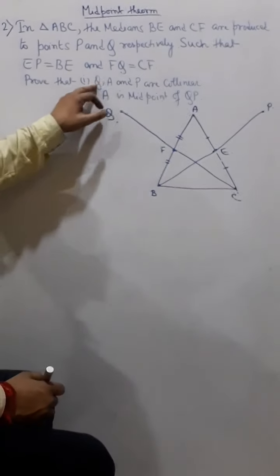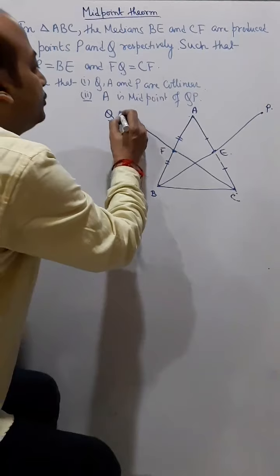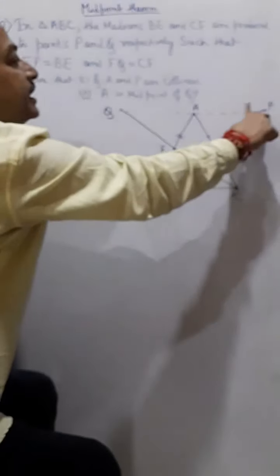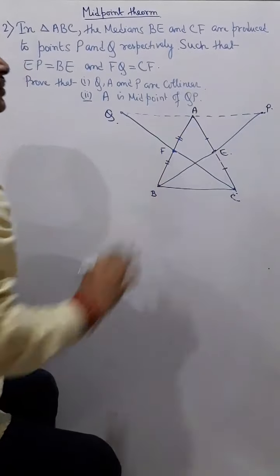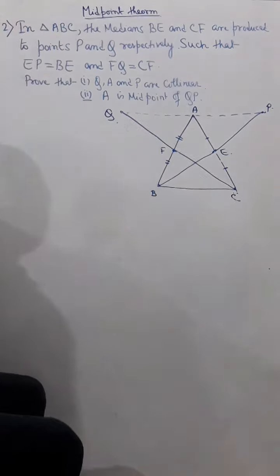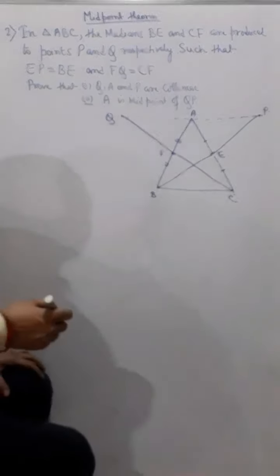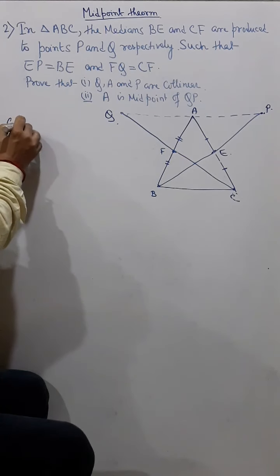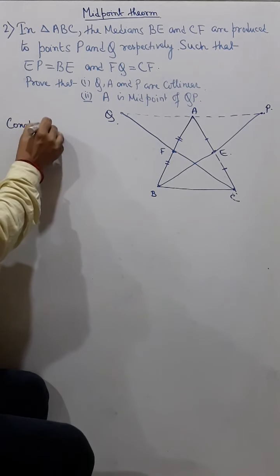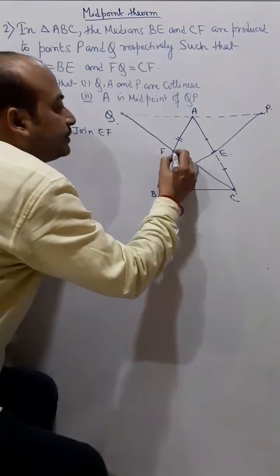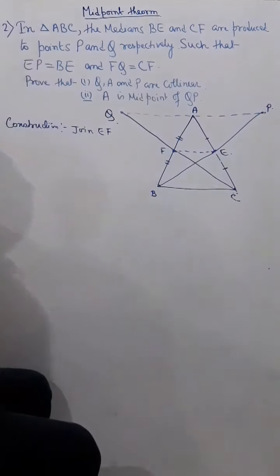Okay, so in fact this is extended like this, and this is Q. And they told what? Q, A, P are collinear. Collinear means they lie in a straight line. So that is what we have to prove. Okay, so this is the diagram. Now first we will do a construction, and that will be join EF. So still now we have not joined EF, so we will join EF. Now the figure looks like this.